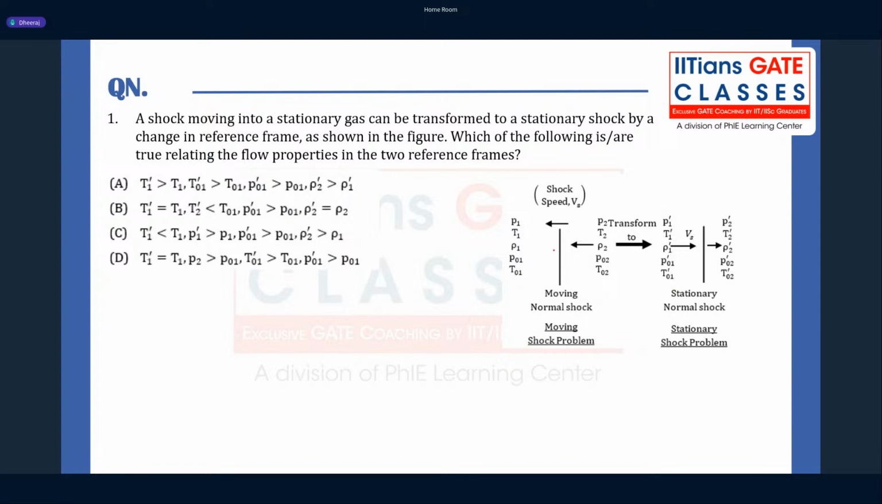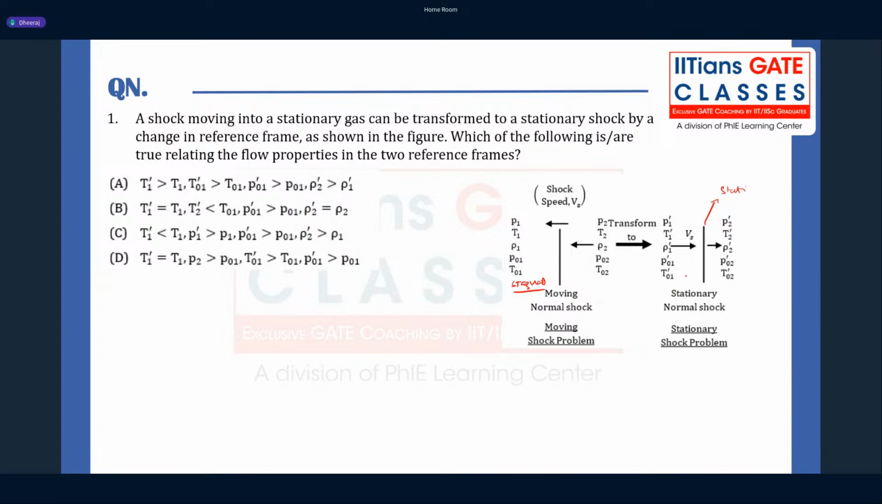They are saying this shock is moving with a velocity Vs and it is transformed to a stationary shock. So this is a stationary shock, and for this, the air will be flowing towards it with Vs, right? So here this part of the region is stagnant, right?